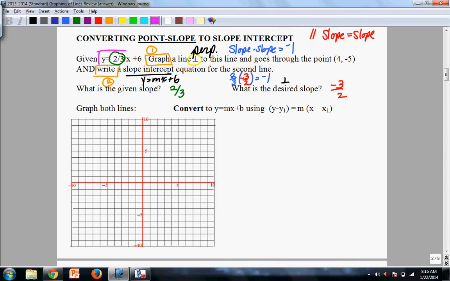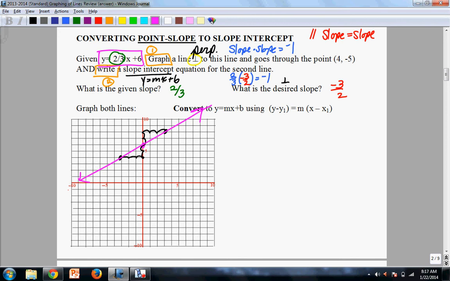So I'm going to start by graphing this first line. I'm going to do this one in pink. That's +6. Graph it with me. And then my slope is 2/3. So I go down 2. And it's a positive, so I'm going to go over 3 this way. Or I could go up 2, over 3 this way. That's our first line. That's our given line. That's what we're given.